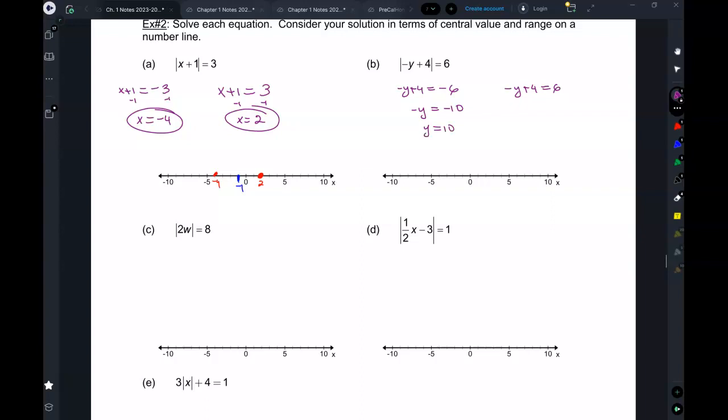Is everybody okay with that? Here you subtract 4. Negative y is equal to 2. y is negative 2. Okay? And I'm good with you just stopping there. How did it go from negative 10? Oh, because of the absolute value. Yep.